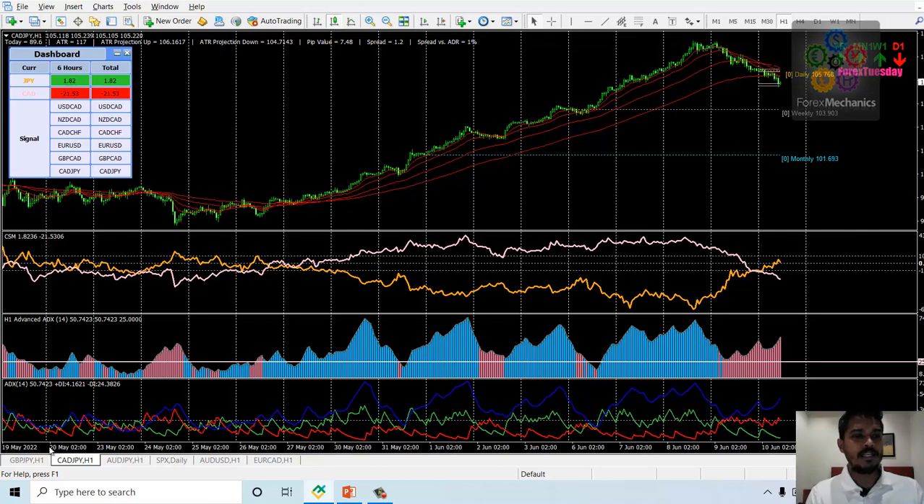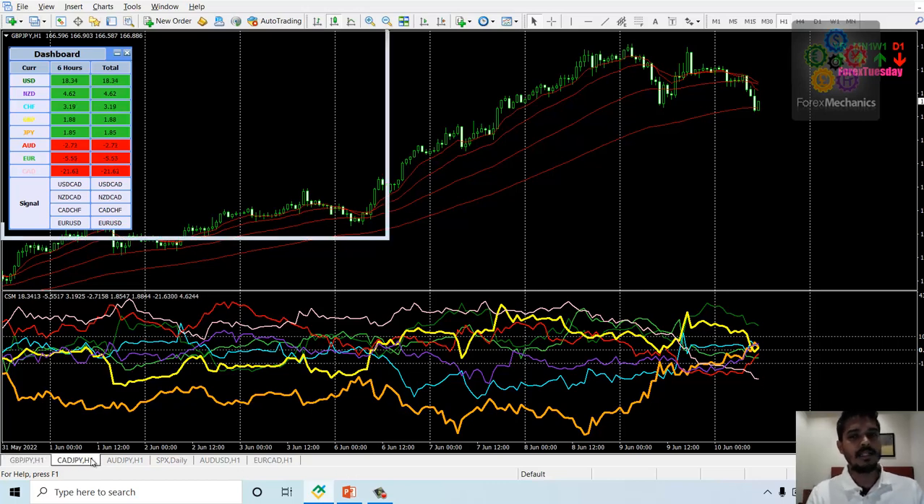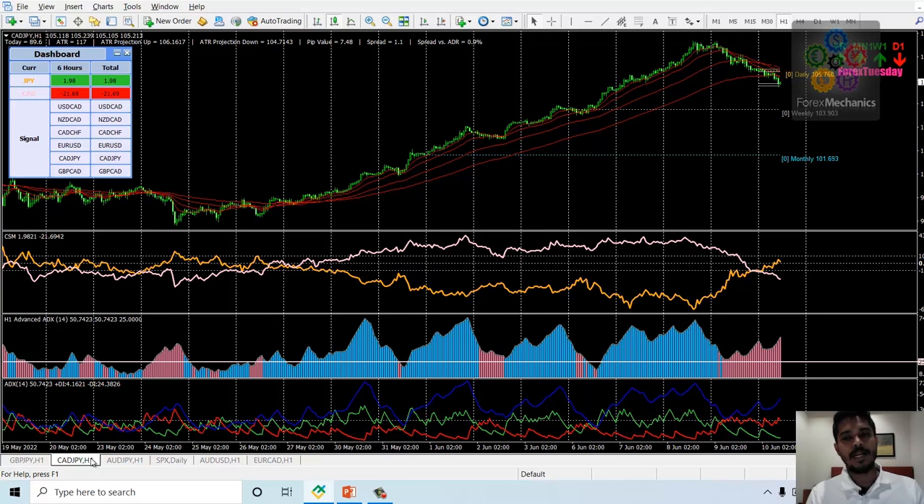But I had already understood this when I was looking at the overall currency strength meter, and the fact that the CAD moved away from the other currencies was a hint that the CAD is getting weak, right? So now here, let's take an example of how this currency strength meter helps me take a trading decision.